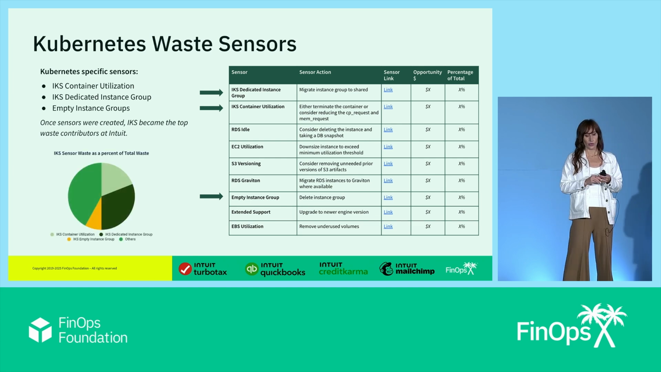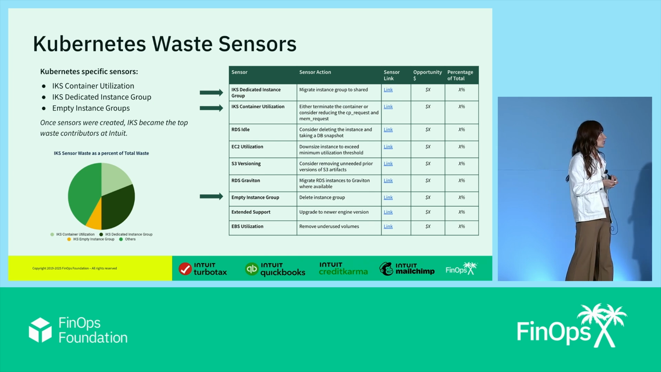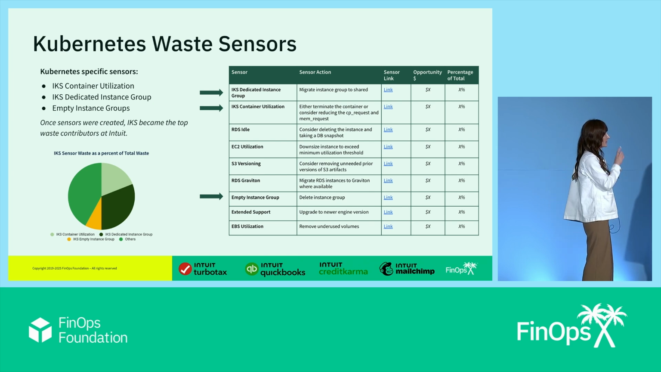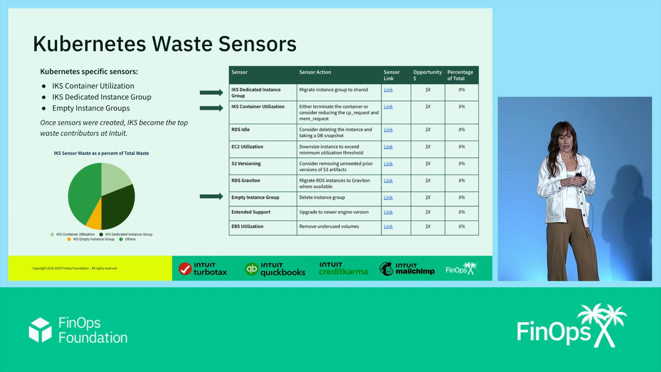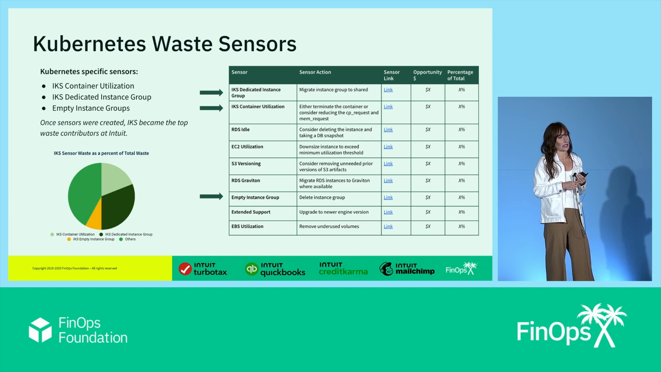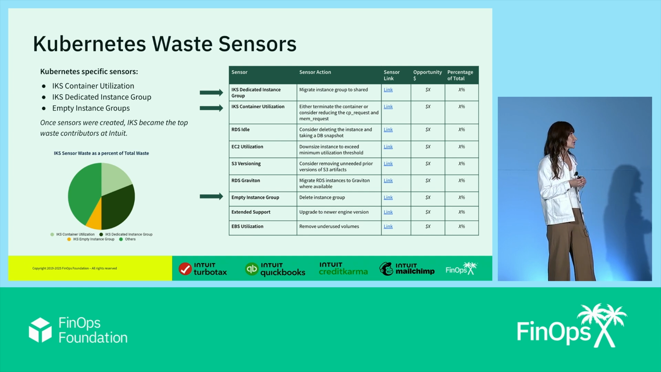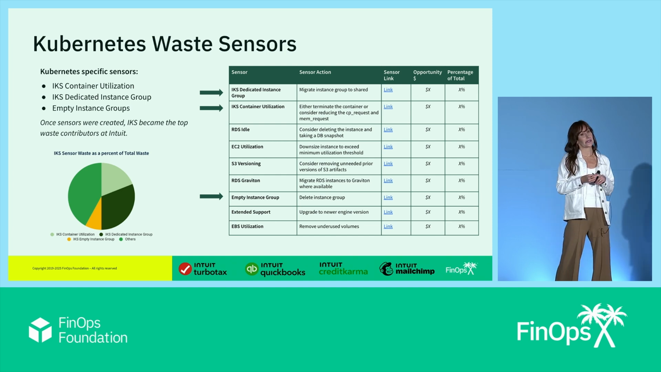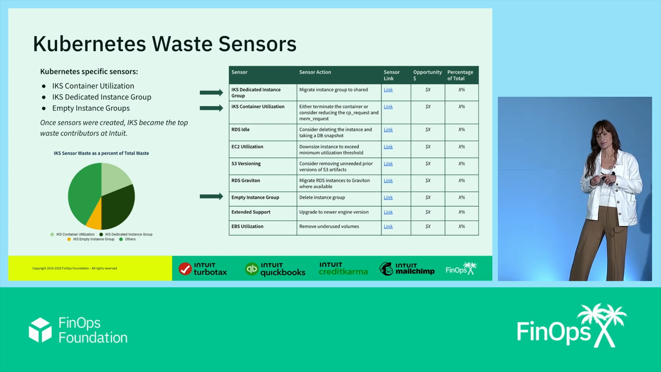And so when we looked at our waste at the end of last year, these 3 IKS categories made up 60% of our total waste at the company. So we knew we had a problem, and the IKS Central team made it a top priority in fiscal year 25. And Alfred is going to go over specifically what we did to mitigate this.